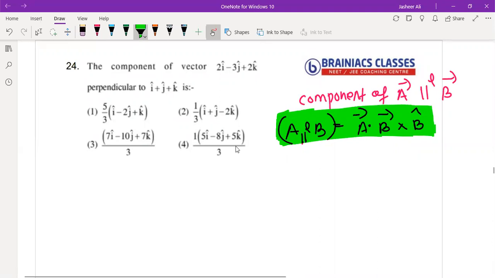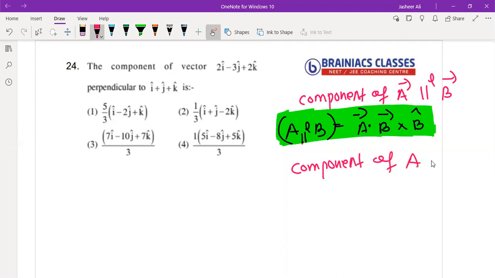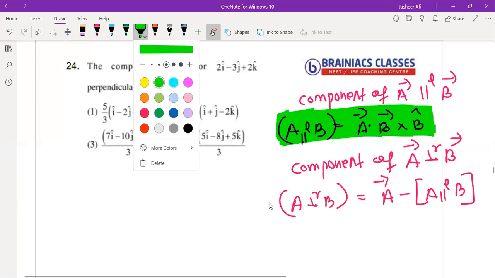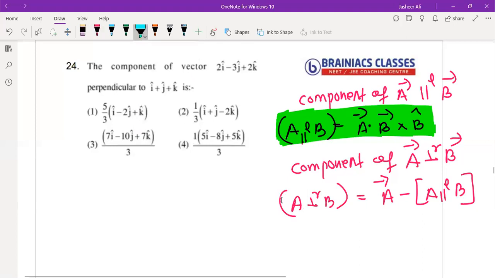Okay, the next formula I'm going to write. Component of A perpendicular to B. In such a question, component of A perpendicular to B, which means I'm writing A perpendicular to B. If you hear this, the formula for A perpendicular to B is vector A minus whatever we got before, which means A parallel to B. You have to subtract it. This is the second important formula. So you should remember these two formulas.